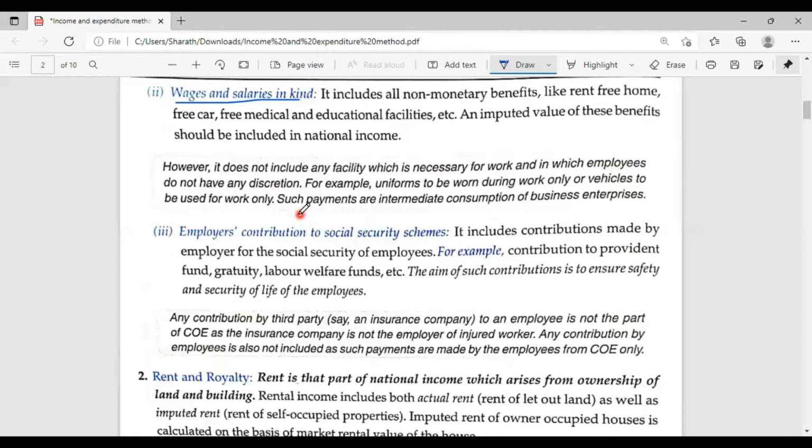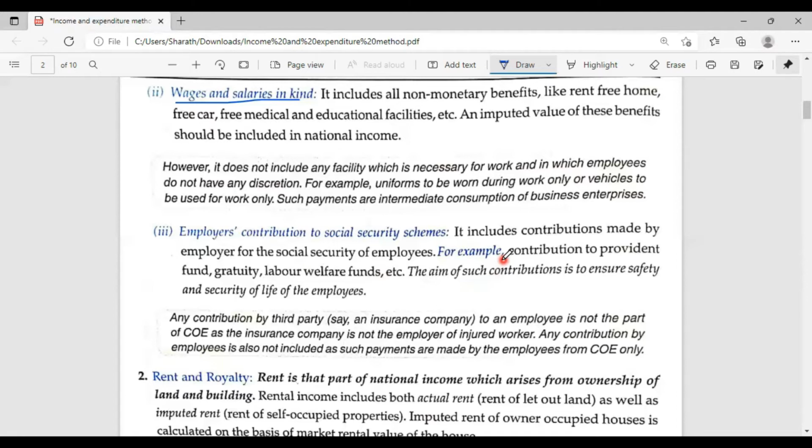The next element is employer's contribution to social security schemes. We call it triple S, social security schemes. You could notice there are gratuity fund, pension, provident fund, labor welfare fund. These are some of the social security schemes where the employer needs to contribute to an employee's account. This will also be treated as part of COE, employer's contribution to social security schemes.